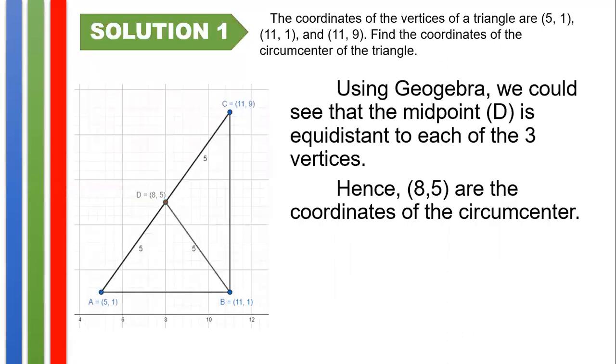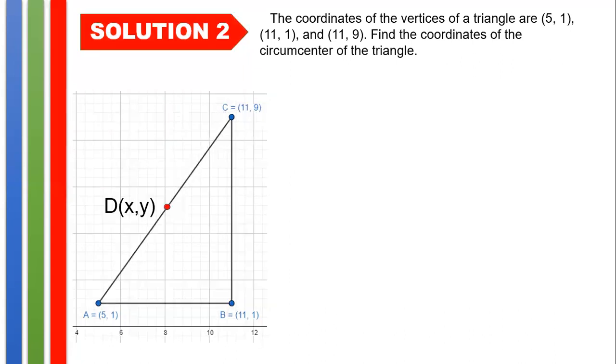And aside from this solution, we can also utilize a method that makes use of the distance formula. This concept is useful regardless of whether your triangle is right or not. Let's say I arbitrarily located here the coordinates of our circumcenter for now. Let's say it's this.